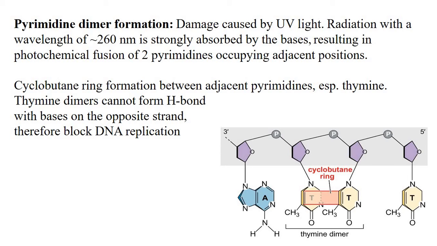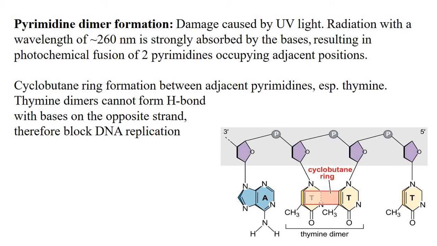This sort of damage is usually caused by UV light, but there are multiple other ways as well in which a thymine dimer can be formed. But UV light is one of the most common reasons for this thymine dimer to form, because UV radiations are lower wavelength, about 260 nanometers. These are absorbed by the bases very strongly, and they result in this photochemical fusion of two pyrimidines that occupy adjacent positions. So that could be, again, CT or two Ts. The cyclobutane ring that forms between these two pyrimidines is especially between thymines, as I said.